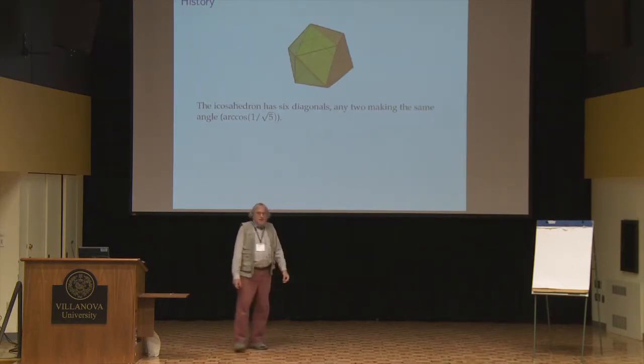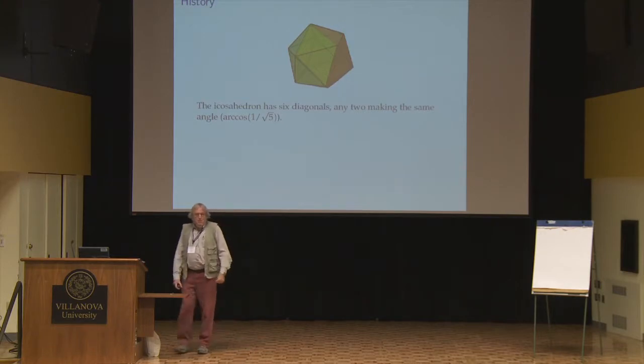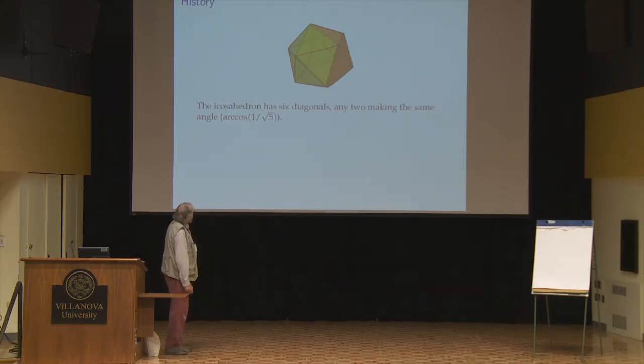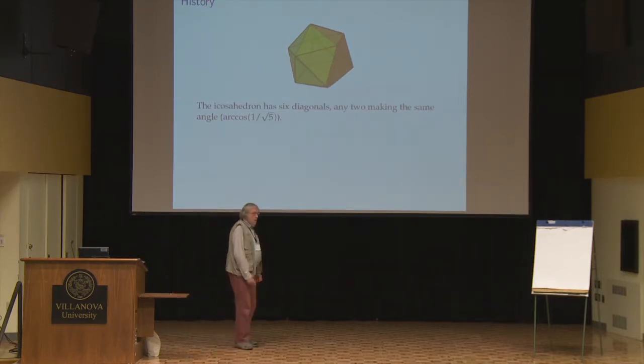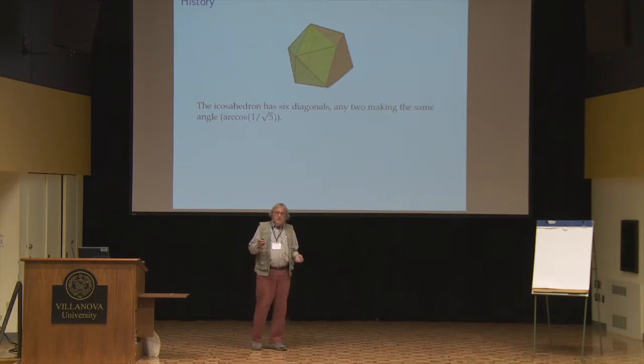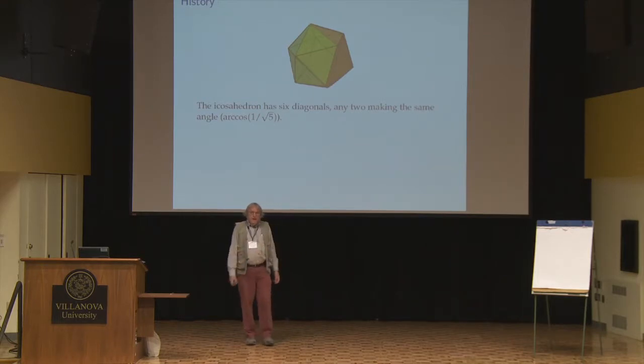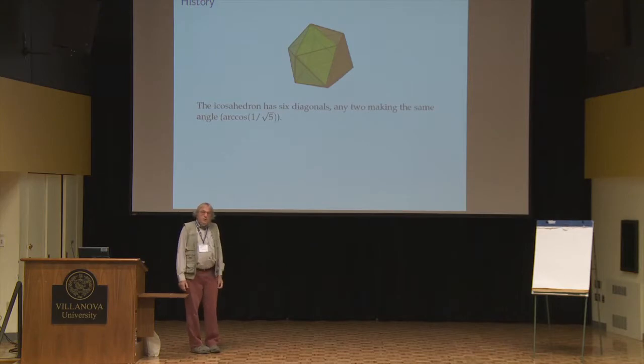So, that's a picture of an icosahedron that I nicked from somewhere on the web. Not a terribly good picture, but you've seen an icosahedron before. You know what it looks like. 20 triangular faces. And in particular, it has 12 vertices. They come in 6 antipodal pairs. So there are 6 diagonals joining them. And because of the symmetry, any two of those 6 diagonals make the same angle.